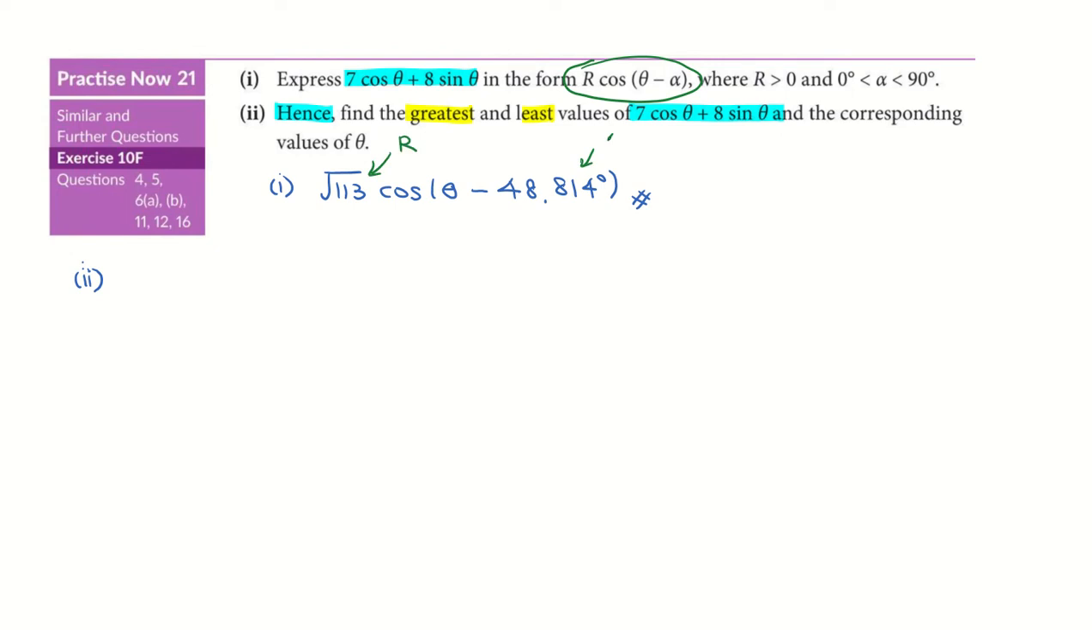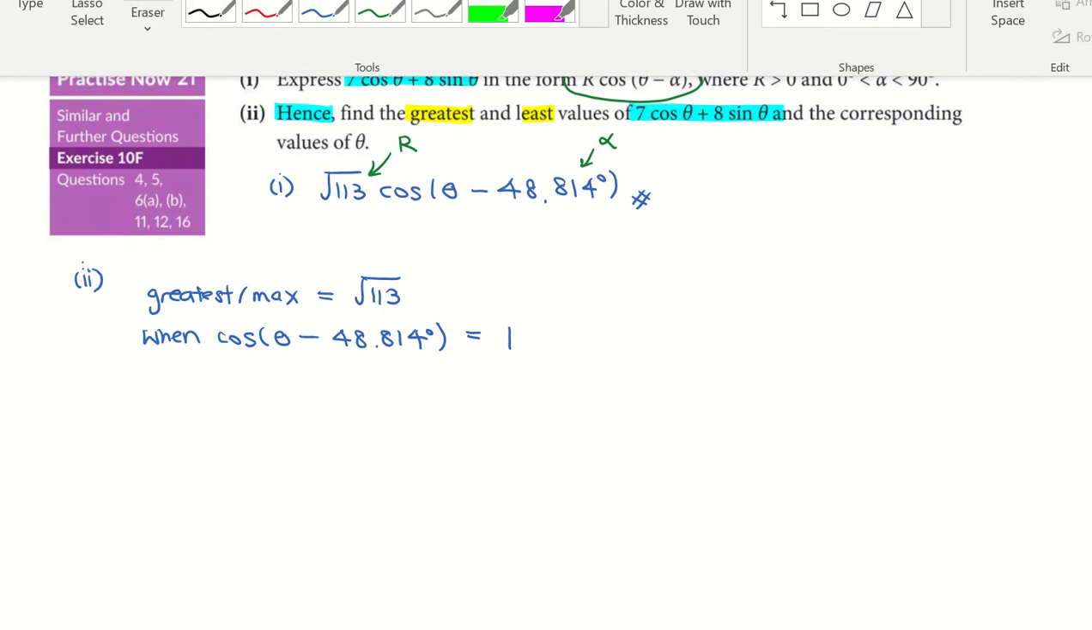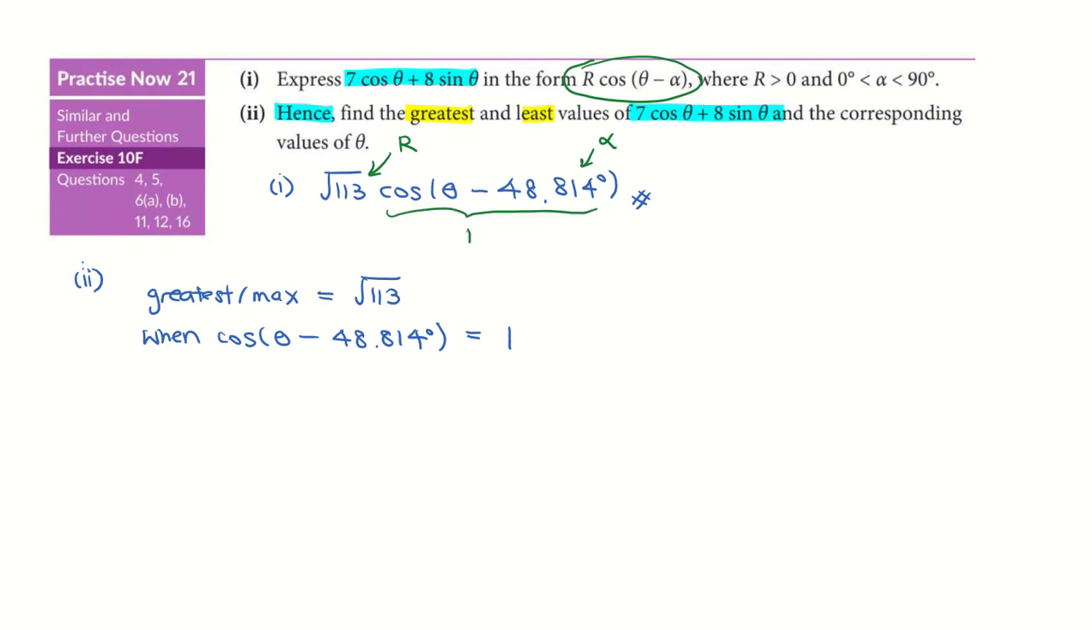Okay. By the way, this is R, this is alpha. So now let's find the greatest value. Greatest, or we can also say maximum value, is root 113. Why root 113? This occurs when cosine is a certain value, a special number. What is the maximum value for cosine? Maximum value is 1. So if my cosine is 1, this whole thing becomes 1. 1 times root 113 gives me root 113.